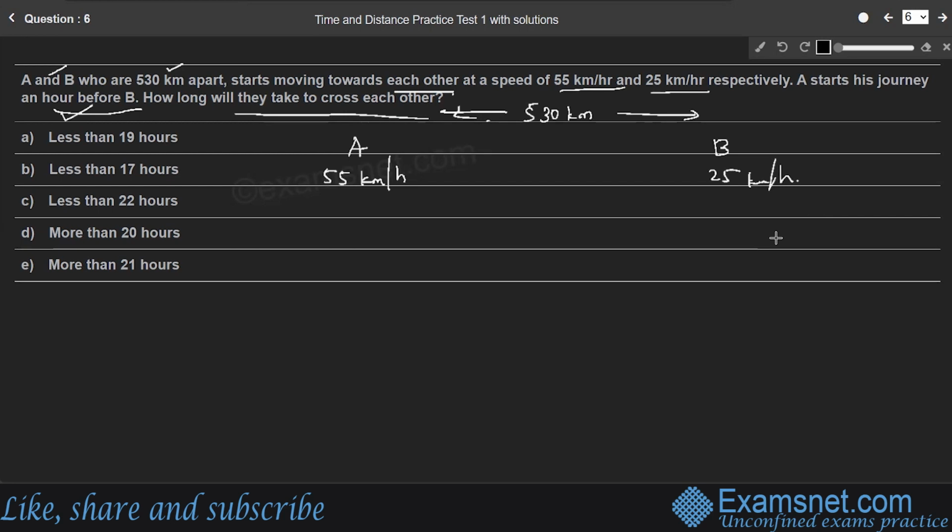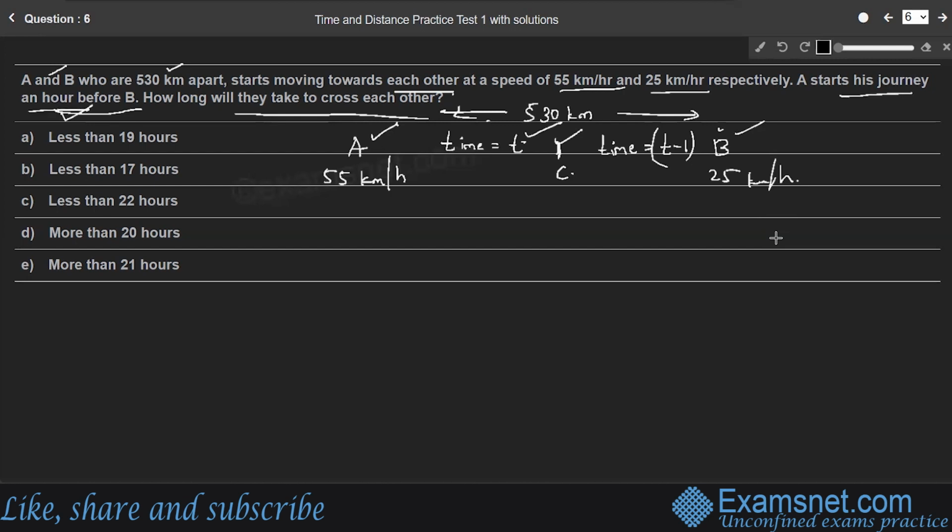So when they cross each other, we'll consider a point C somewhere here. When they cross each other at point C, if you consider T as the time taken by A to reach C, then the time taken by B will be T minus 1 hour, because A starts its journey an hour before B.